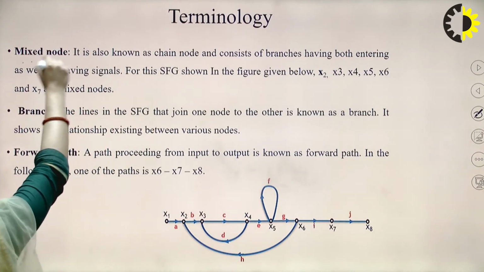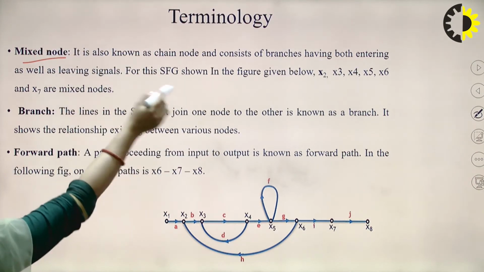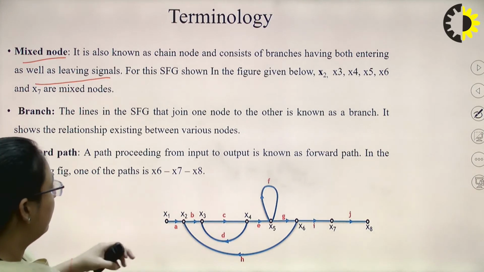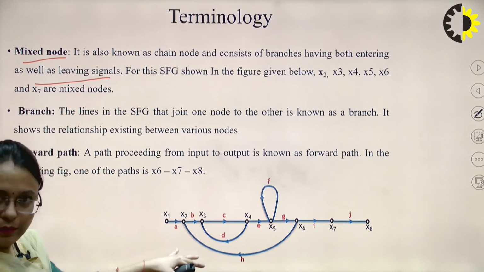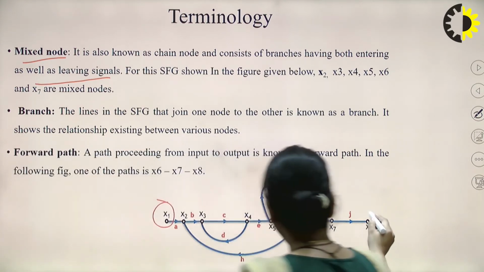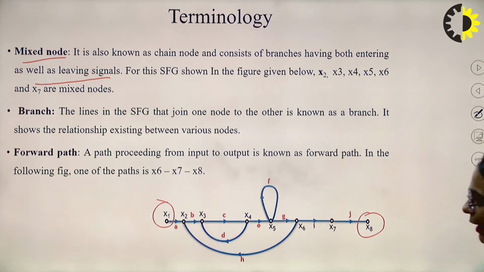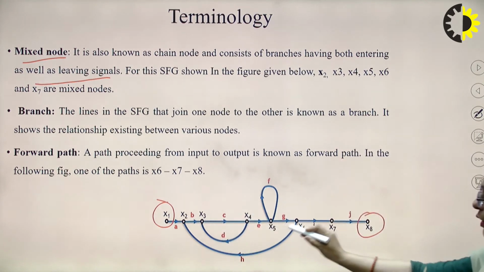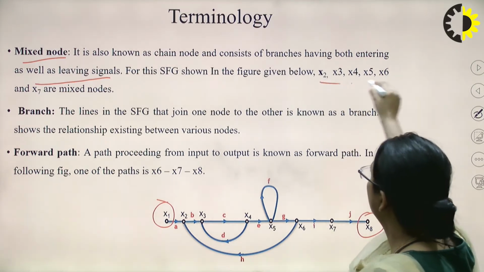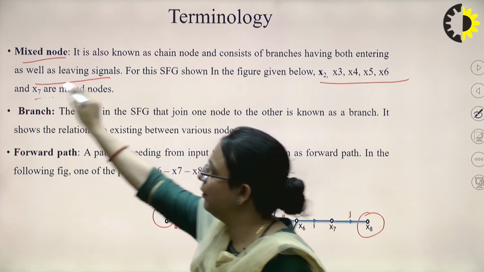The mixed node, I have already told you, has both entering as well as leaving signals. Here again, this is another example. You can see here X1 is the input node, X8 is the output node, and X2, X3, X4, X5, X6 and X7, all of these are the mixed nodes.